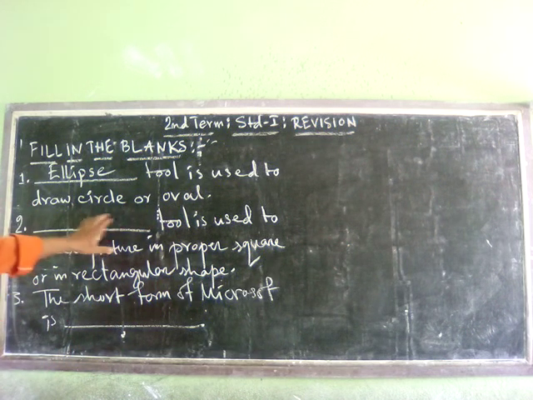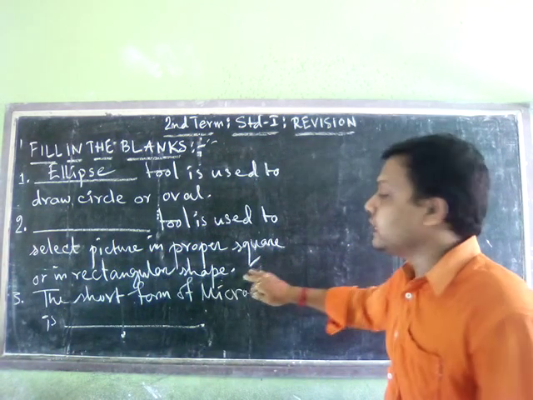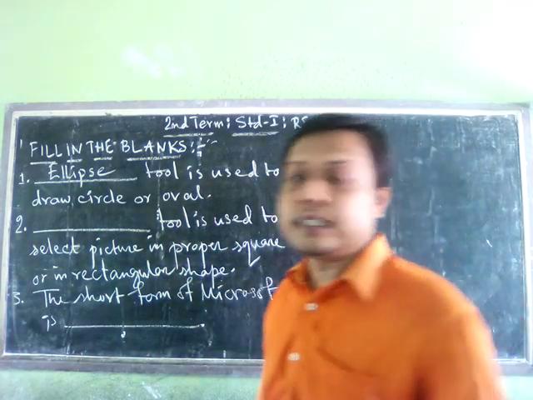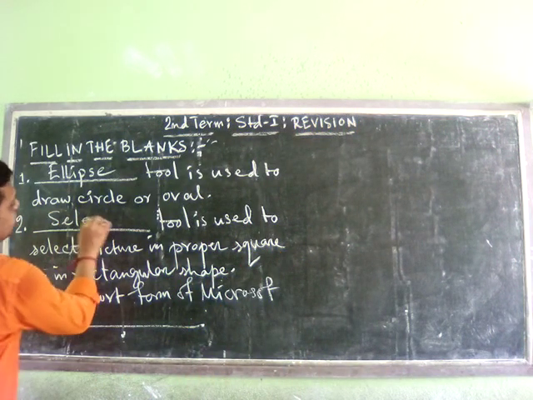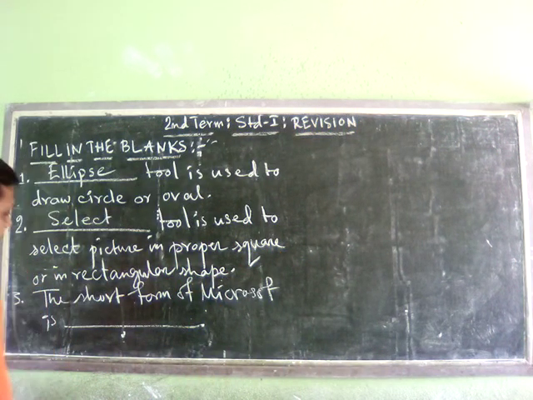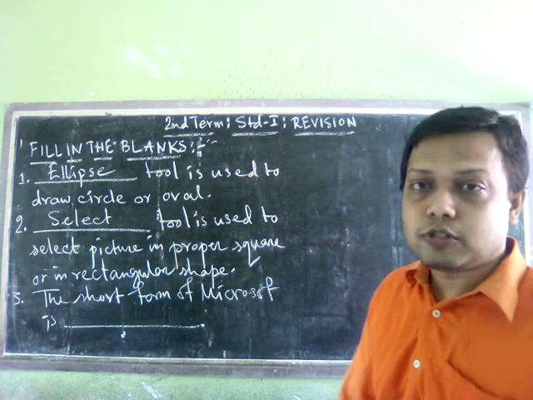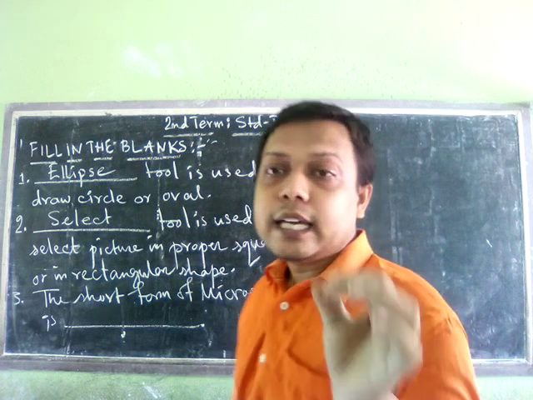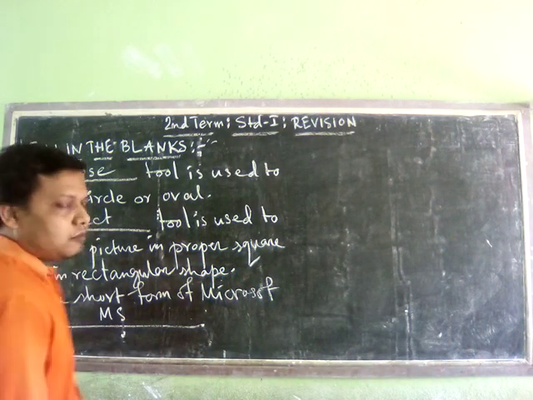Next, question number 2: dash tool is used to select picture in proper square or rectangular shape. The answer is selection tool, or select tool. Number 3: the short form of Microsoft is dash. The short form of Microsoft is MS. M and S. Microsoft.